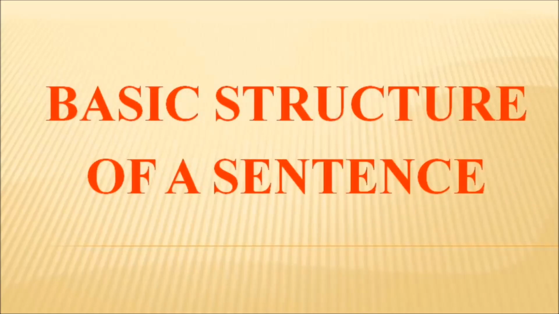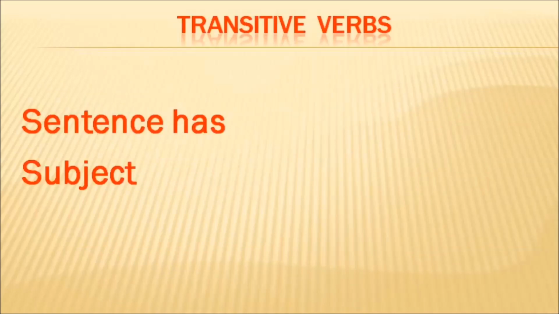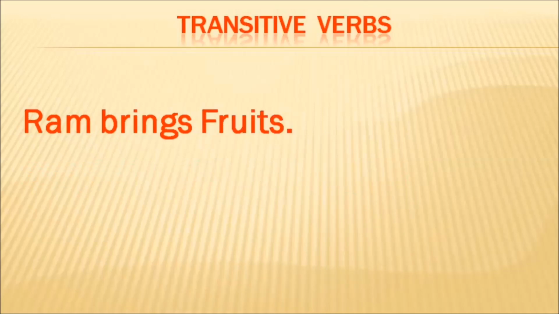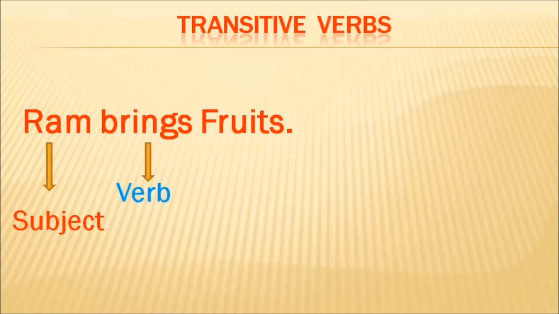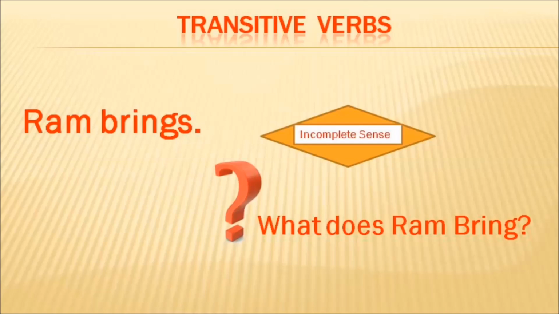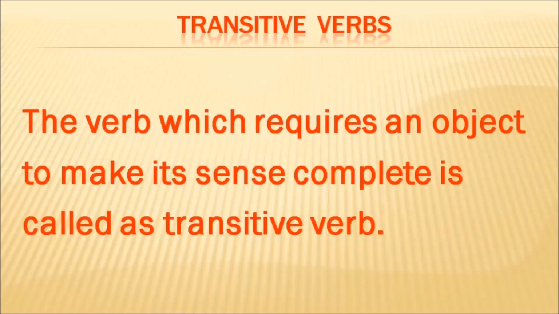We know the basic structure of a sentence. A sentence has a subject, verb and an object. For example, Ram brings fruit. Ram is the subject, brings is the verb, while fruit is the object. Now suppose we simply put, Ram brings. Does it complete its sense? No. It requires the noun. What does Ram bring? It is a fruit. There are some verbs that require an object to make their sense complete. These verbs are called transitive verbs.